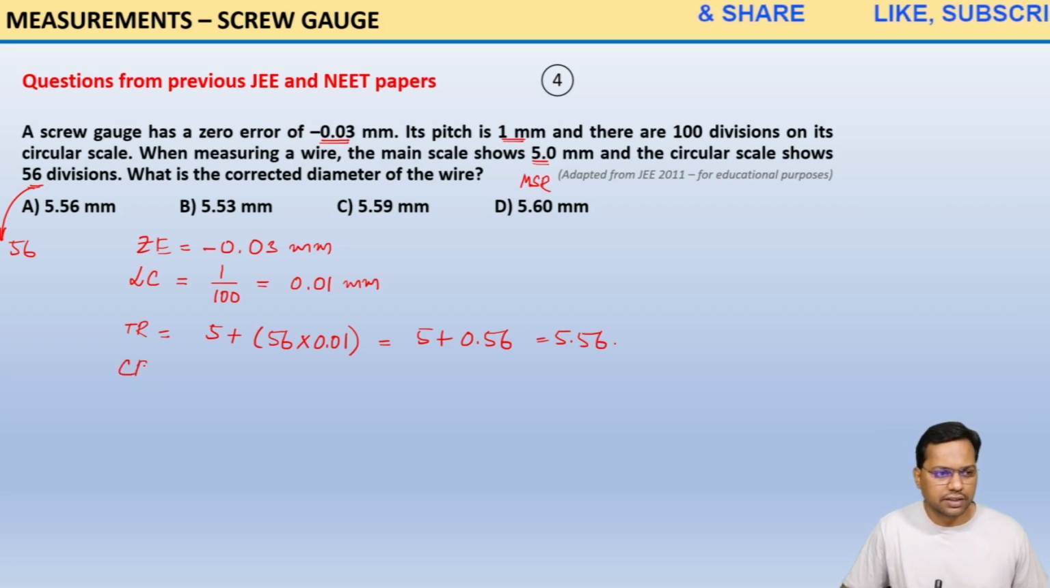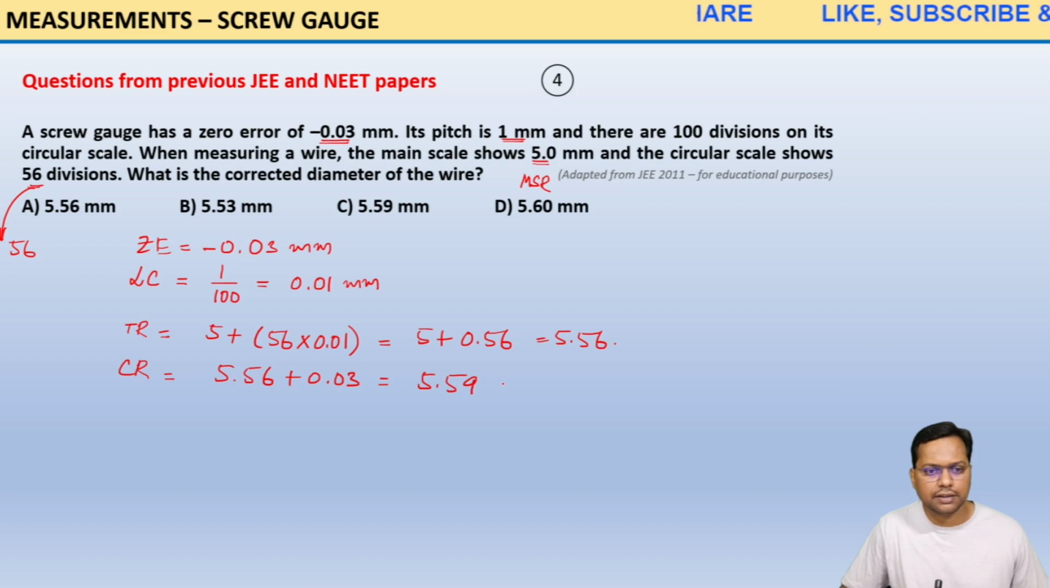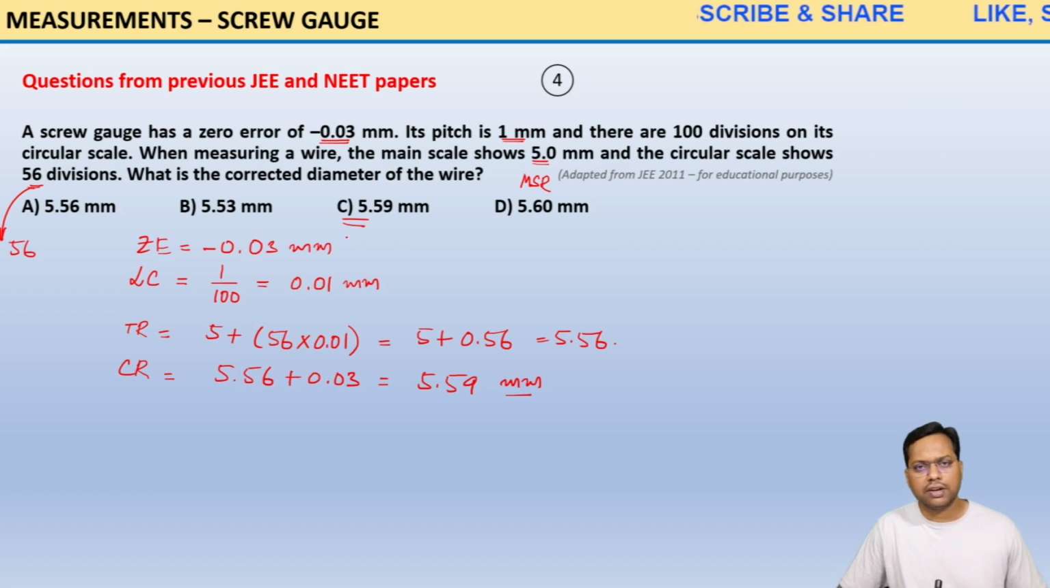Therefore, the corrected reading CR is equal to 5.56 plus 0.03, because the correction is positive. Therefore, the final answer is 5.59 millimeter. Now, if you look at the options, option C is the correct one, 5.59 mm.